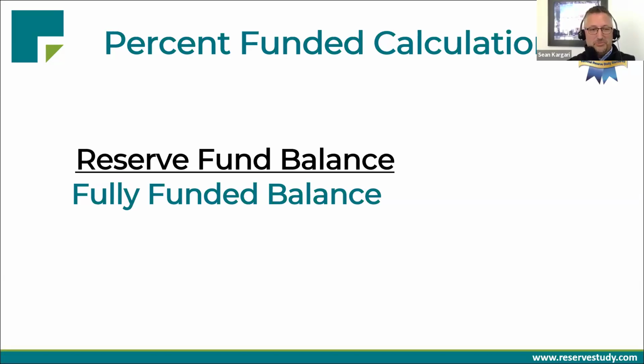So once we know what the fully funded balance is, if ideally you should have 500,000 in reserves to be 100% funded, then we're going to compare that to your reserve fund balance, and that's how we get your percent funded. And this is a much better way of measuring reserve fund strength because any cash value is truly a mystery. What does it mean?